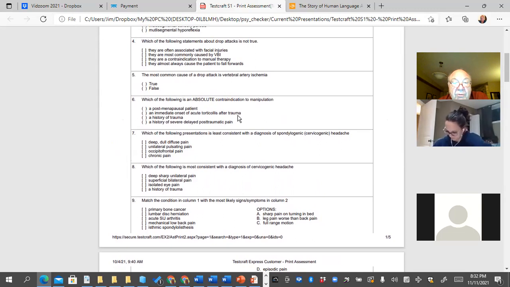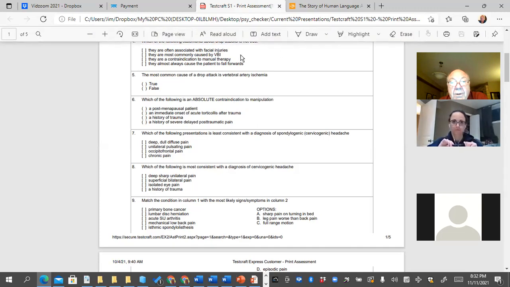What about number 6? Which of the following is an absolute contraindication of manipulation? A postmenopausal patient, an immediate onset of torticollis after trauma, history of trauma, history of severe delayed post-traumatic pain. I think we answered that already. An immediate onset of acute torticollis after trauma.